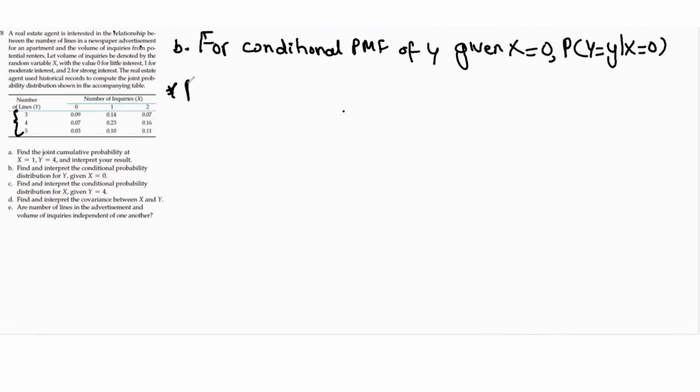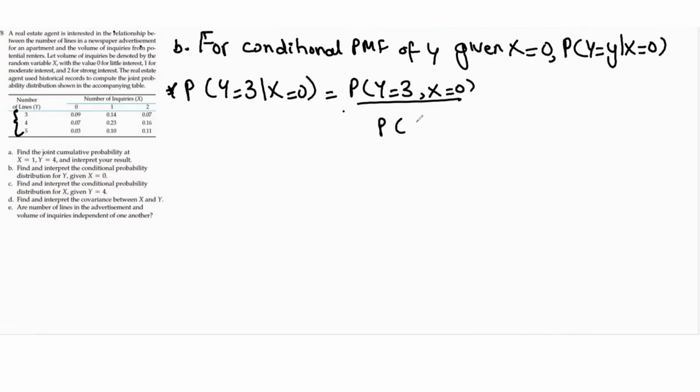So let's first find the probability Y is equal to 3 given X is equal to 0, right? Because we need to find the probability Y is y given X is equal to 0, and you want to do it for every possible value of Y. So we start off with the probability Y is 3. Now let's apply the definition of conditional probability. This is the probability Y is 3 and X is 0, divided by the probability X is 0.